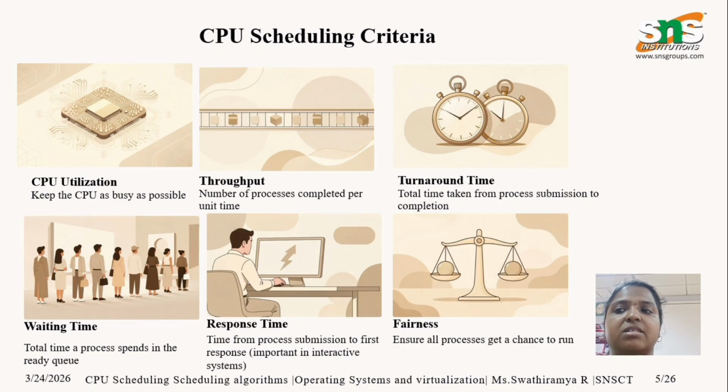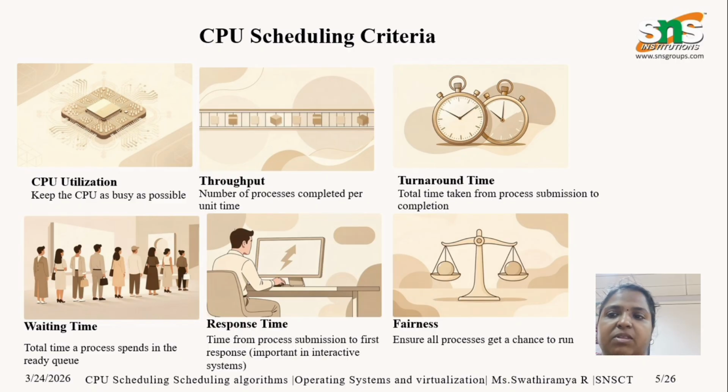Next is throughput, that is, the number of processes completed per unit time. For a single unit of time, how many processes have been completed is also taken into account. That is called throughput, the second criterion for CPU scheduling. The third criterion is turnaround time, the total time taken from process submission to completion. That is, the time the process entered the waiting queue to the time of completion. It is almost like waiting time plus completion time.